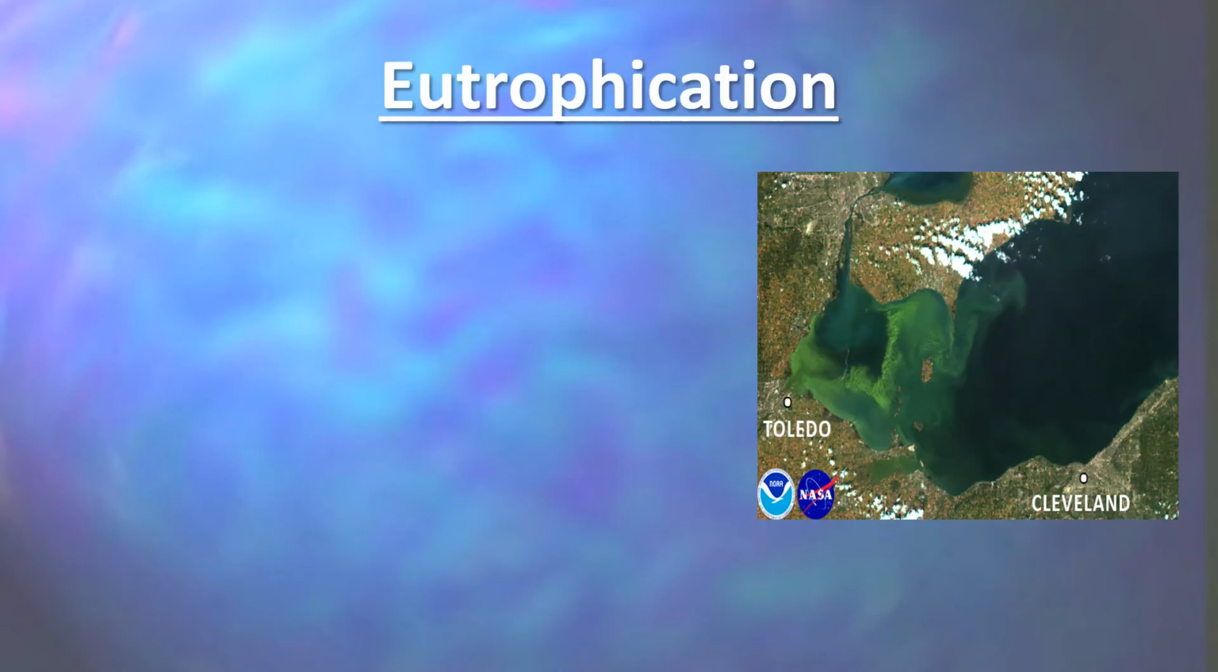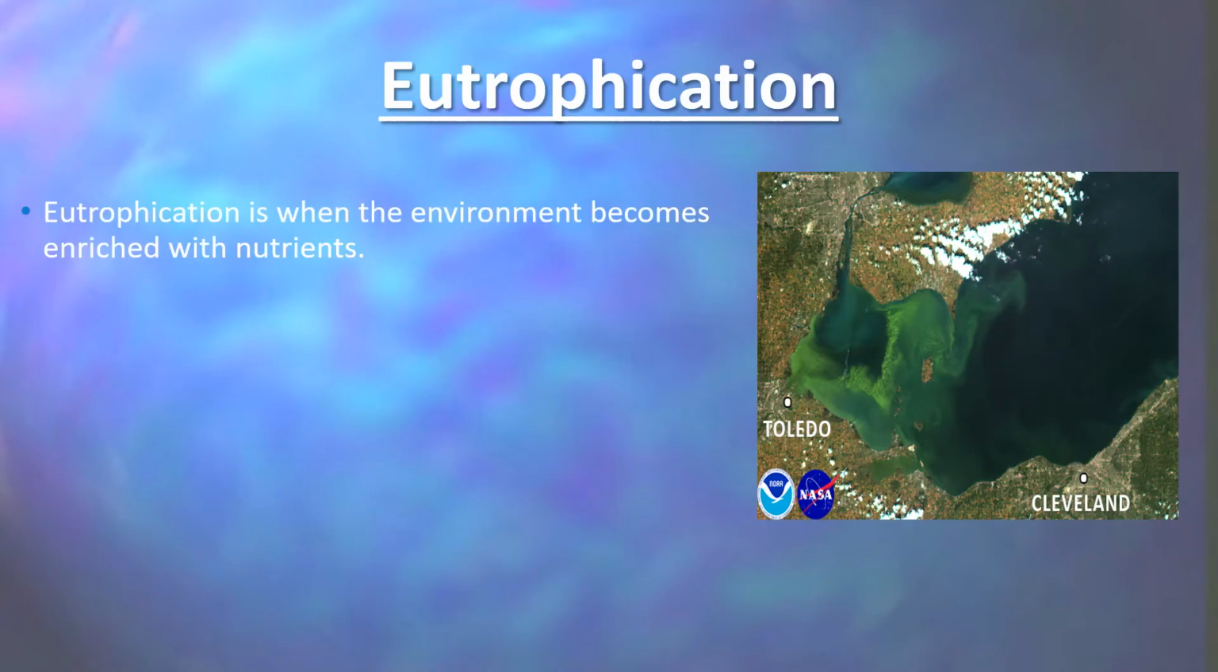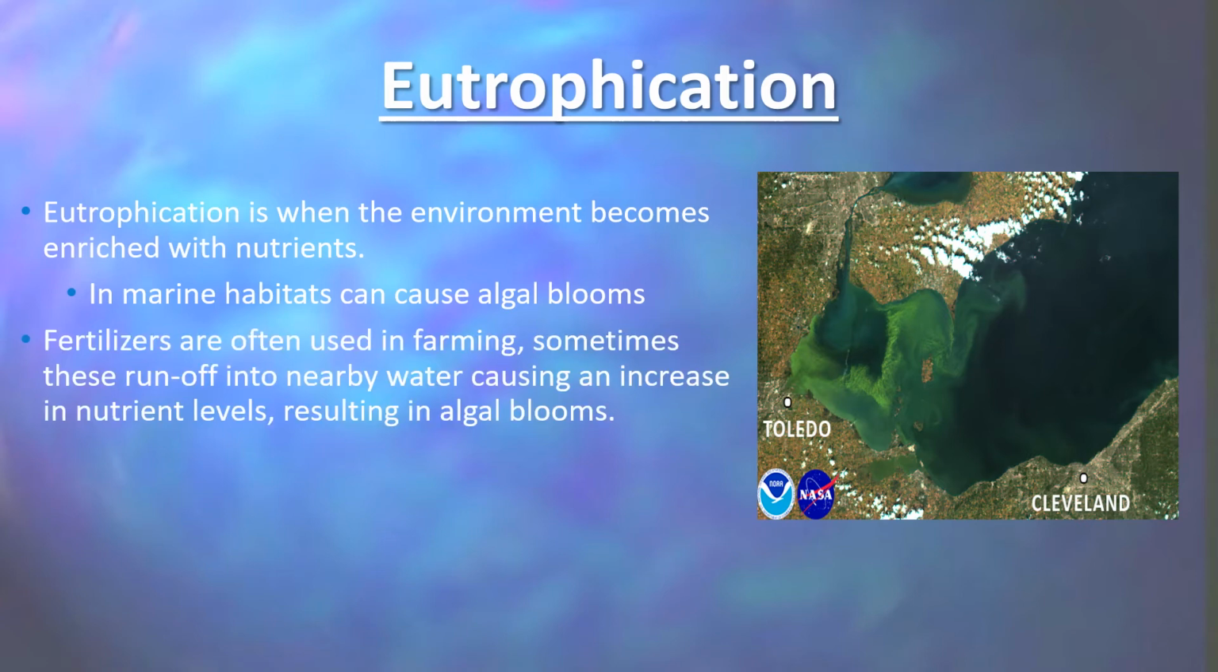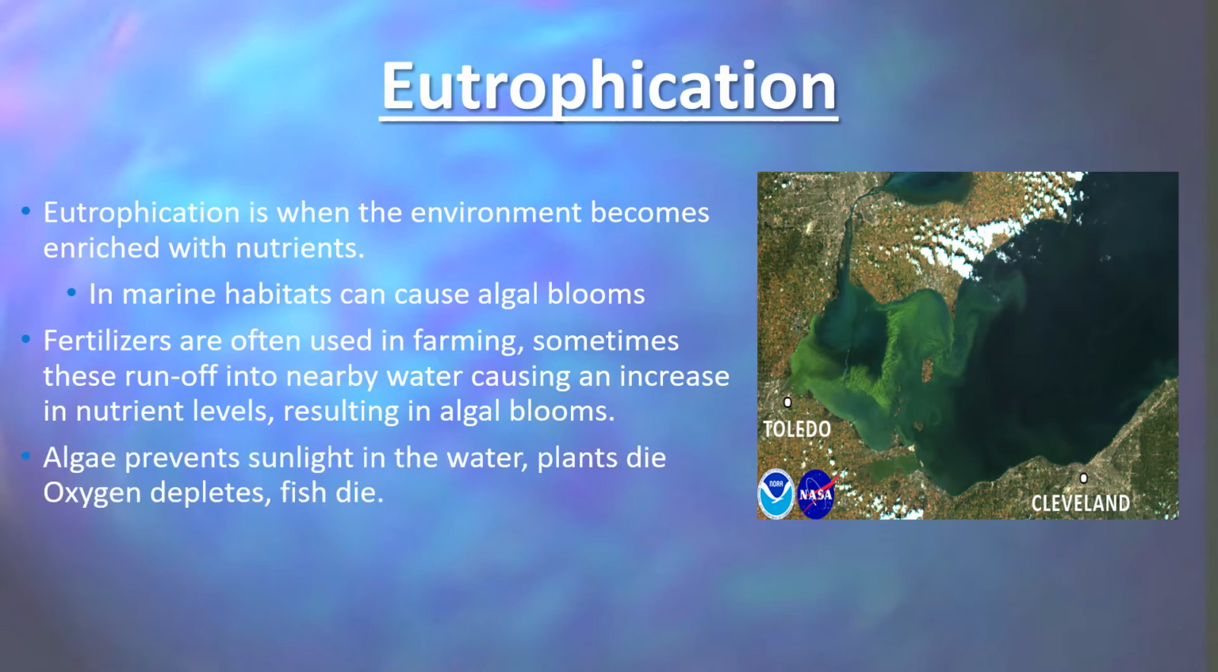What is eutrophication? It is an excess of nutrients in an environment. In marine habitats, this will cause algal blooms. An overuse of fertilizers in farming will often run off into nearby waterways, causing an increase in nutrient levels, which result in these algal blooms. Algae prevents the sunlight in the water. Plants die, oxygen is depleted, then fish die.